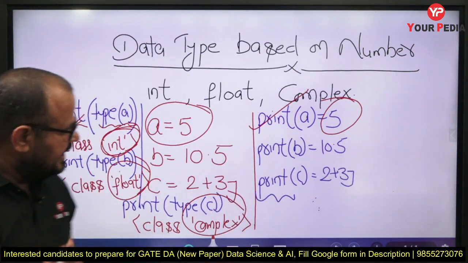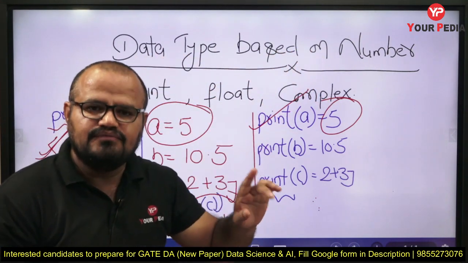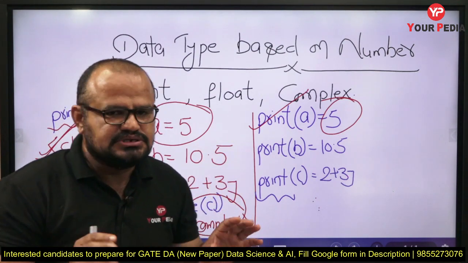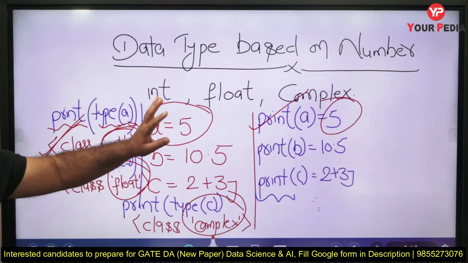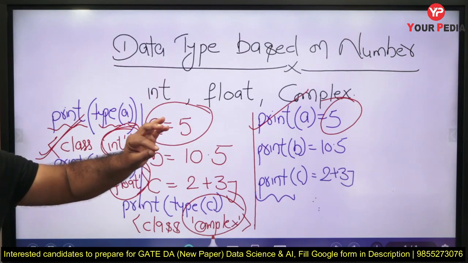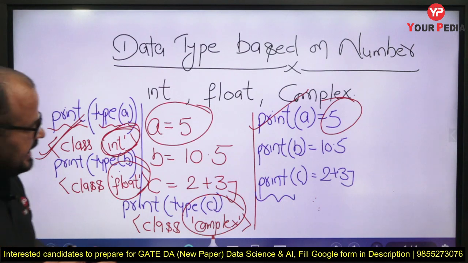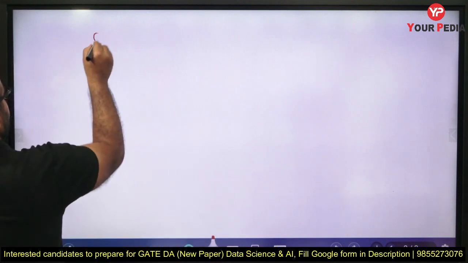Fine, my dear students. So that is the basics of data types based on numbers. Based on numbers, we have 3 data types: int, float and complex. With the help of print, you can print. With the help of the type function, you can check the type of a particular variable. Now next I am going to discuss one more data type, that is string.